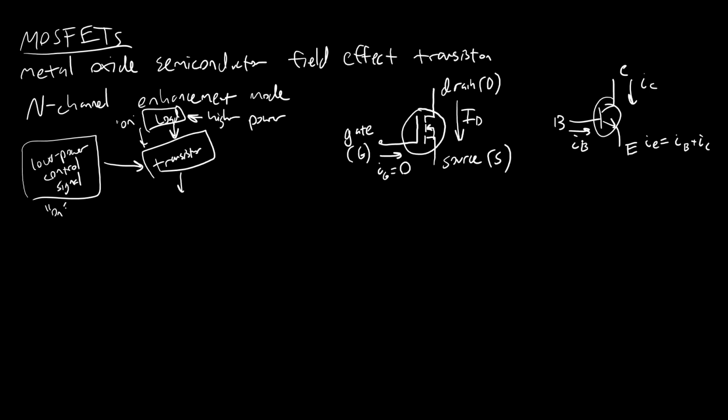So here, remember, I'm not going to go through it here. You can go back and watch the previous video. We had this linear relationship in the active region between the collector current and the base current, and then eventually we would saturate and the collector current would reach some maximum value. Here we are controlling this drain current using the voltage we apply to the gate.